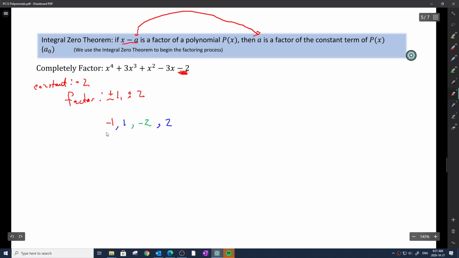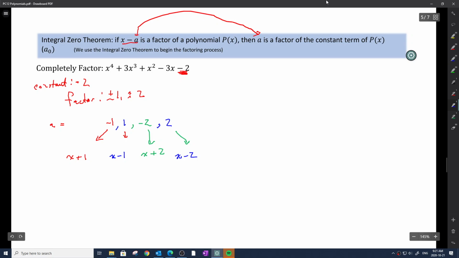So, what is a potential factor when a is -1? Well, for the red, it would be x plus 1, because the potential factor is x minus a. If a is equal to 1, the corresponding potential factor is x minus 1. If a is equal to -2, the potential factor is x plus 2. If a is equal to +2, the potential factor then is x minus 2.